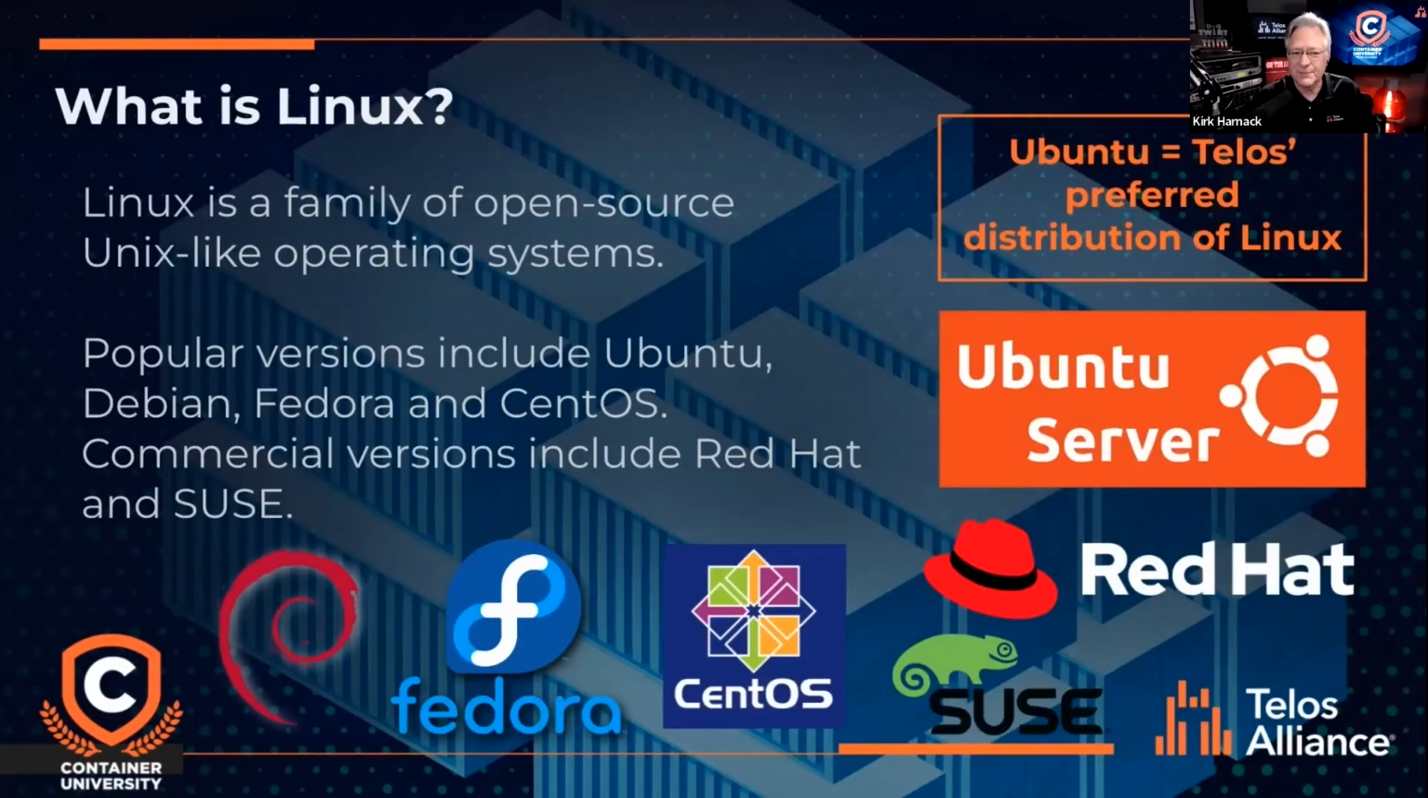So what's Linux? Well, Linux is that family of open source Unix-like operating systems. Popular versions of Linux have some names you may have heard of: Ubuntu, Debian, Fedora, CentOS. Commercial versions include Red Hat and SUSE. Ubuntu is Telos's preferred distribution of Linux, but advanced users are welcome to choose another Linux distribution.